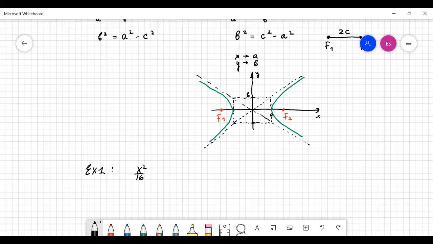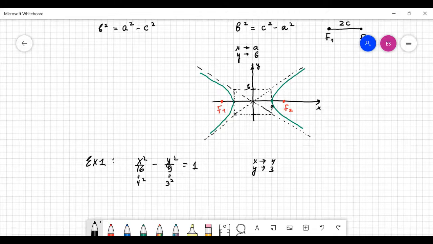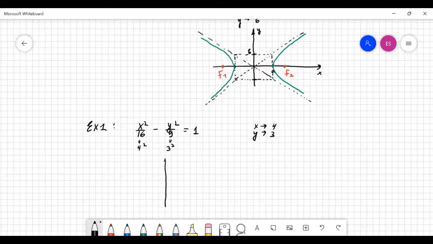x squared over 16 minus y squared over 9 equals 1. So we know that the x dimension is going to be 4, right? And the y dimension is going to be 3. They are the square roots of 16 and 9. That's 4 squared, and this is 3 squared. Then you graph the fundamental rectangle and carefully draw your hyperbola.